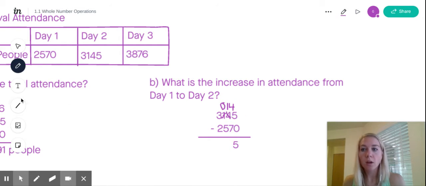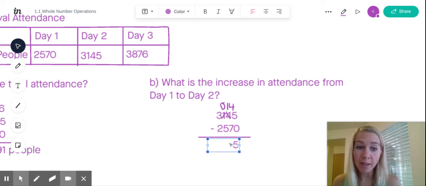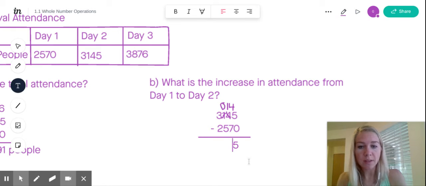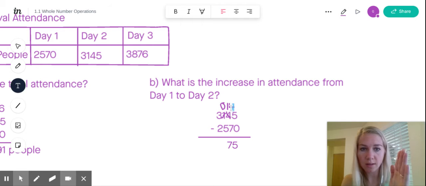Okay, my 4 becomes 14. So now we have 14 take away 7. Okay, so we can have 14 things and take away 7 of them, and that will leave us 7. Again, trying the best I can to keep all of my ones lined up in a straight column and then all of my tens lined up in a straight column.